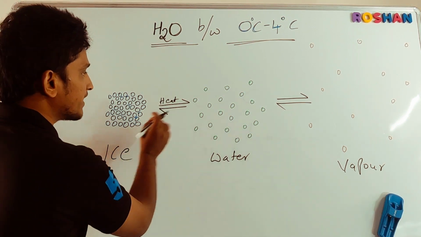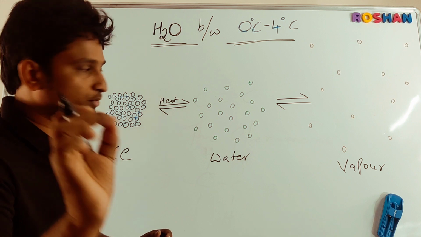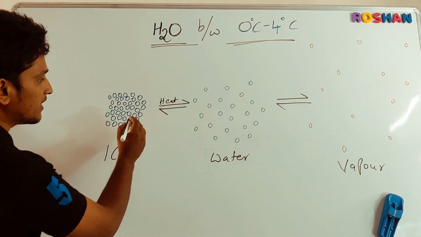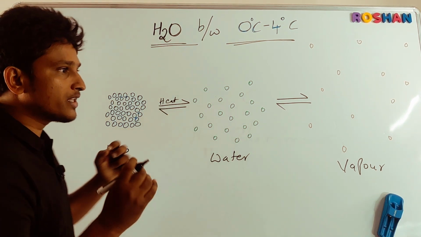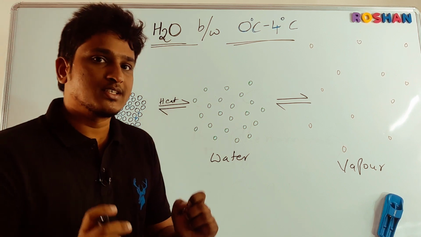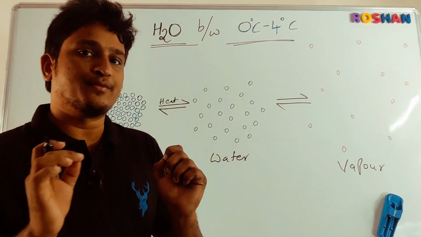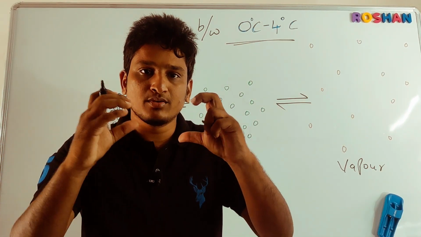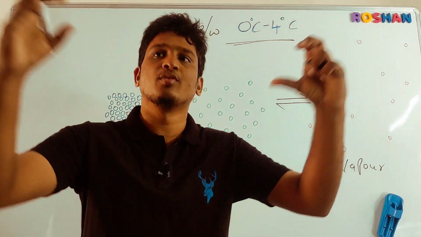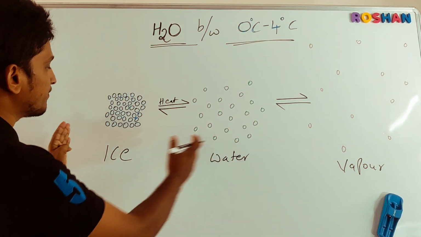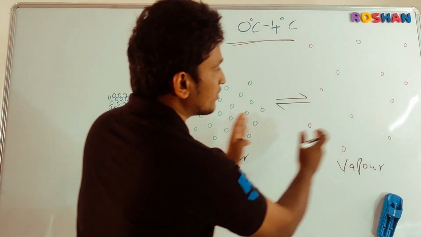Each circle indicates a molecule of water, a molecule of H2O. When we provide the temperature, these molecules get rid of the intermolecular forces of attraction and they try to expand. More temperature, more expansion. So that is what is happening from ice to water, water to vapor.